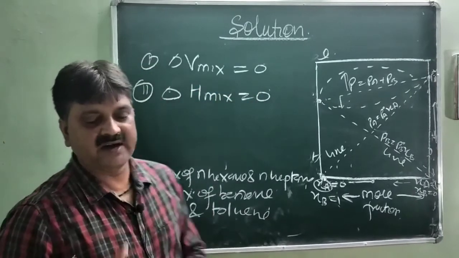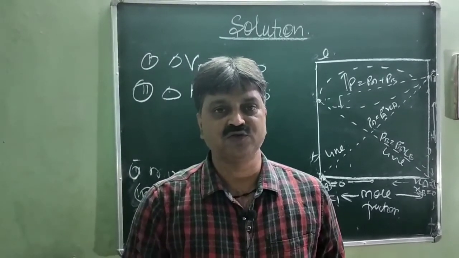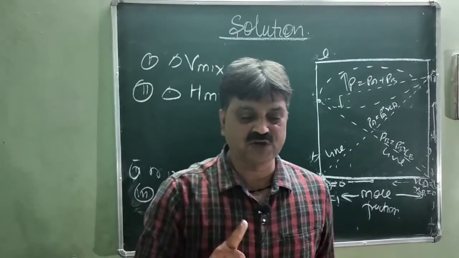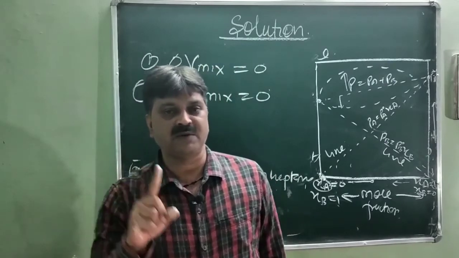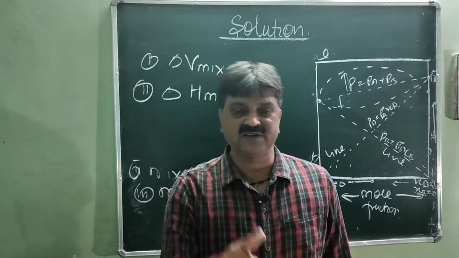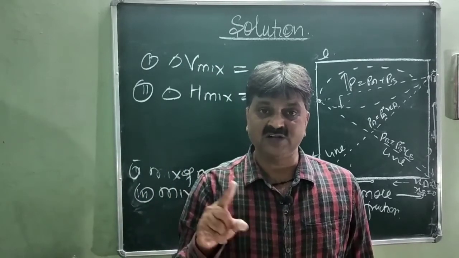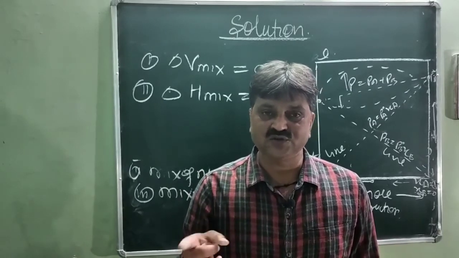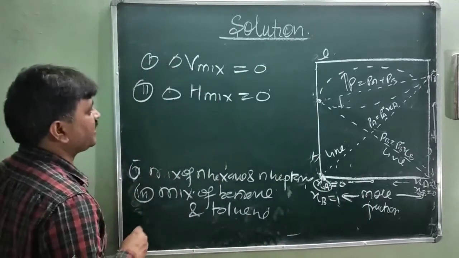So this shows the ideal behavior. There are two necessary conditions for the components to show the ideal behavior, means delta V mixture should be 0. This is the volume of component A and volume of component B is equal to 0. Means there is no change in the volume after mixing A and B. And the enthalpy change delta H is also 0. So when a solution follows this, then it shows the ideal behavior. This is the criteria for the ideal solution.